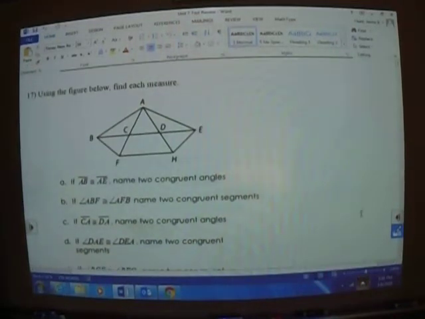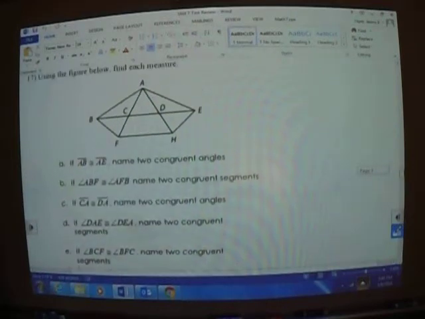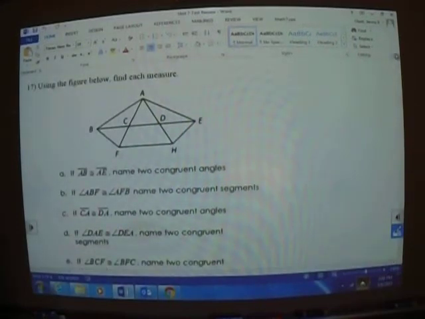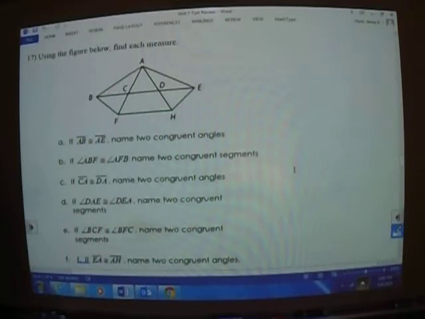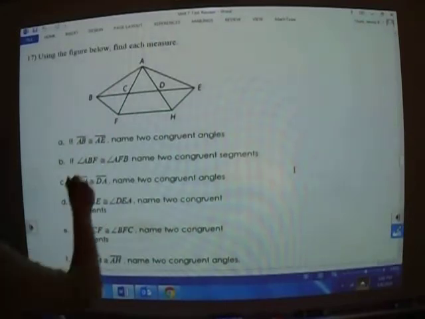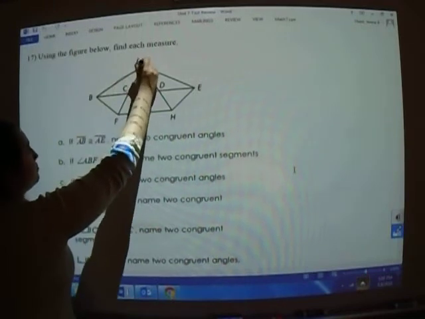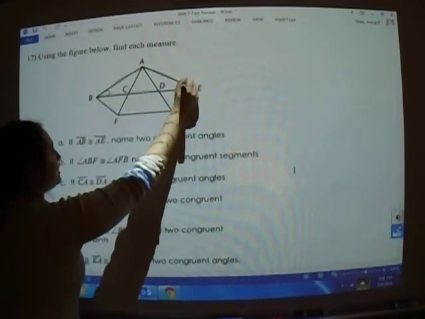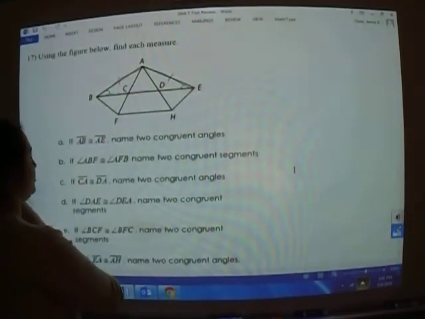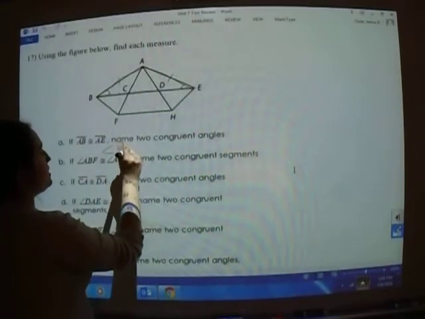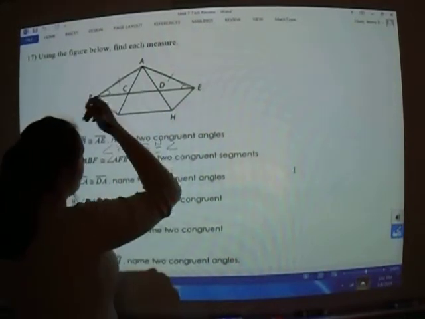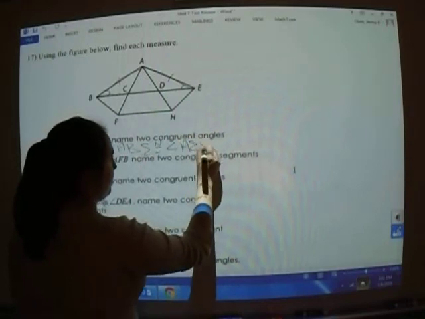Okay, number 7. This is not a hard question, but it looks like it. Or 17, not 7, sorry. Okay, there we go. Using the figure below, find each measure. So if AB equals AE, this is the triangle we're looking at, name two congruent angles, it would be these, right? Because these are congruent to each other. So angle ABE, you have to go all the way to E because that's what the triangle is congruent to, angle AEB. Alright, that's that one.